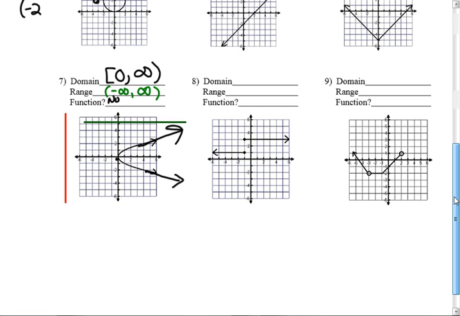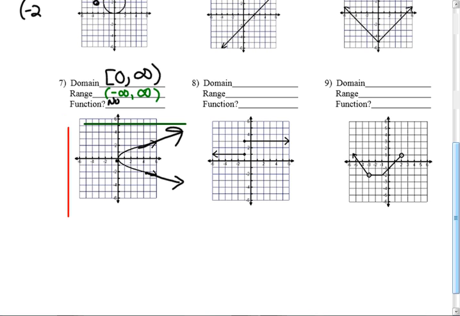Is it a function? No. Why not? Because there's a problem right here. If one of these had been an open circle, or both had been open circles, I would have been okay. But it's not a function just because of that problem right there.